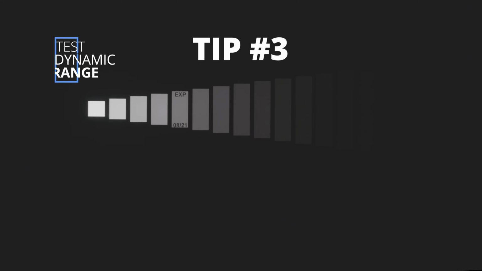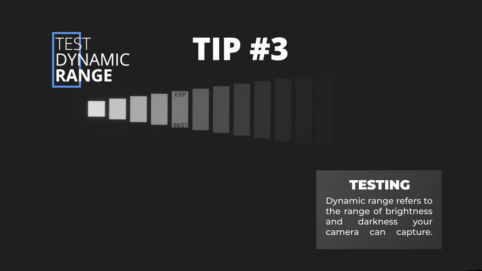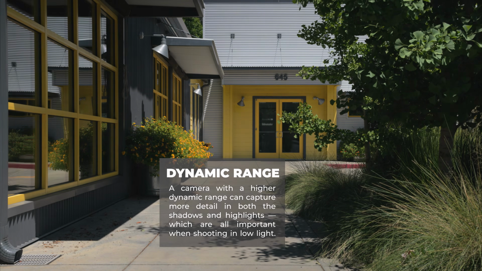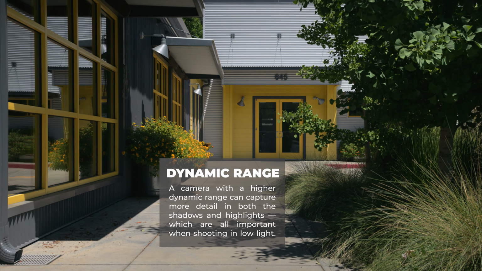Number 3, test your camera's dynamic range. Dynamic range refers to the range of brightness and darkness your camera can capture. A camera with a higher dynamic range can capture more detail in both shadows and highlights, which are all important when shooting in low light.